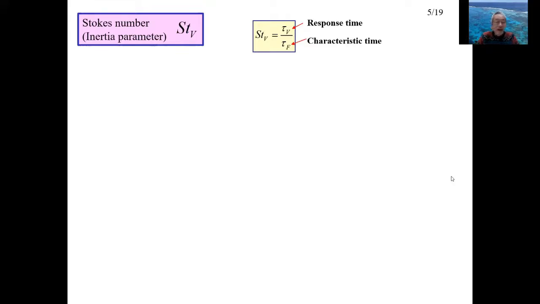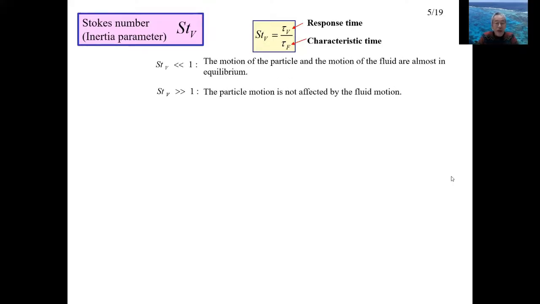For example, in a pipe flow, the diameter or radius of the pipe can be a representative length, and the average cross-sectional velocity or the maximum velocity of the pipe center can be a representative velocity. If the Stokes number is less than 1, the motion of the particle and the motion of the fluid are almost in equilibrium. If the Stokes number is much larger than 1, the particle motion is not much affected by the fluid motion.